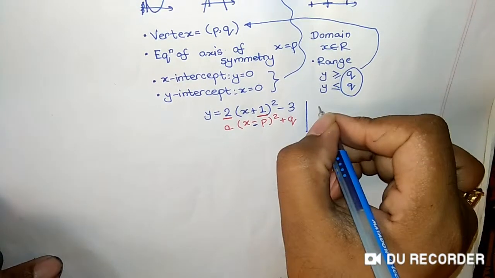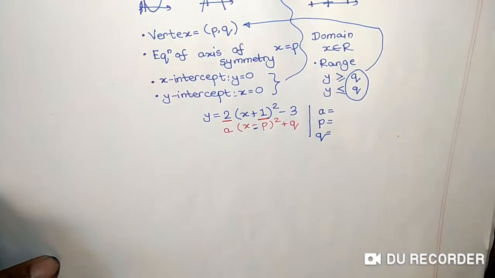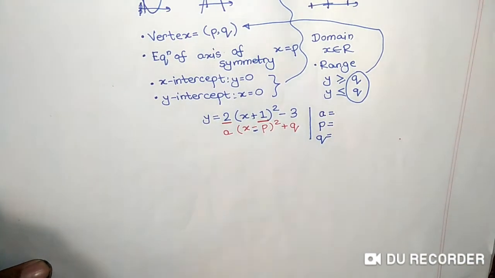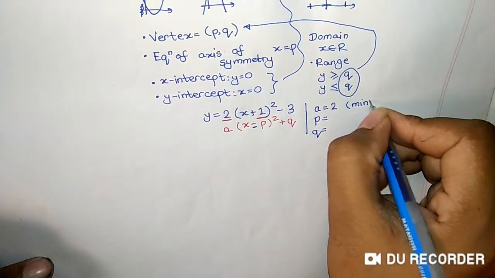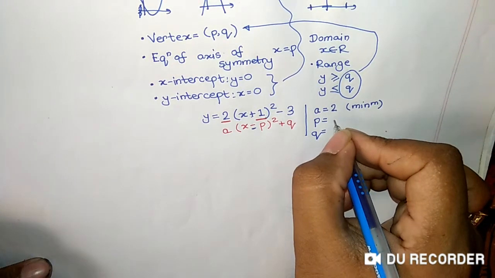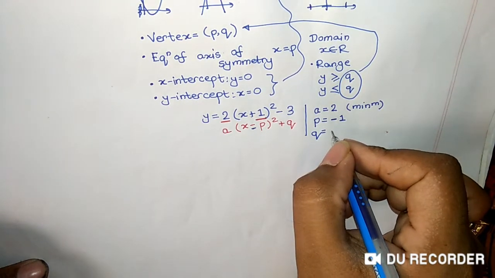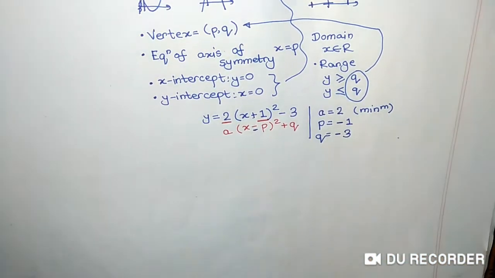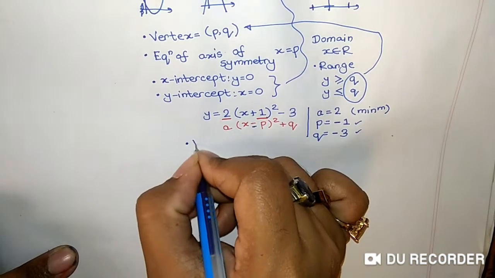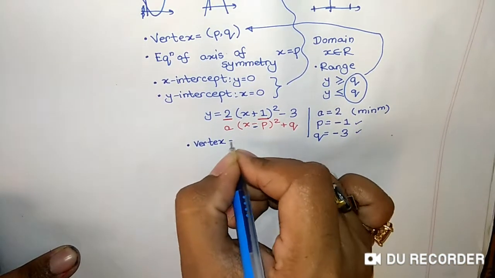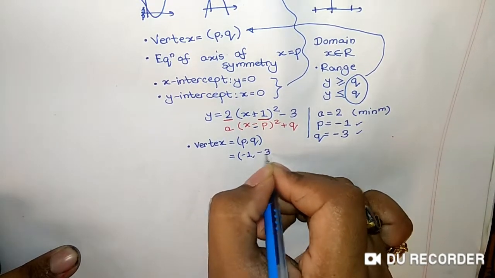Now here is the tricky part, because the expression itself has a positive sign here, but the formula has a negative. So first of all, you have to get the value of the three important things we need to know: a, p, and q. And I always advise you not to skip this particular line. A is going to be 2, so you know it's going to be a minimum graph, right? So the value of p is going to be -1, and the value of q is going to be -3, right? So we got the value of p and q, so very easy problem for us. We just put the formula vertex equals (p, q). So we know the vertex is going to be (-1, -3).